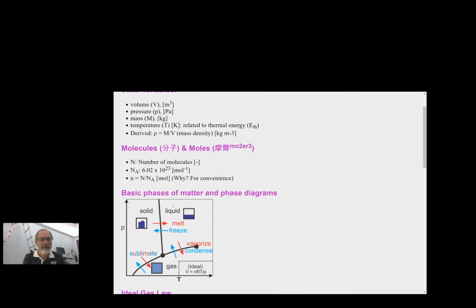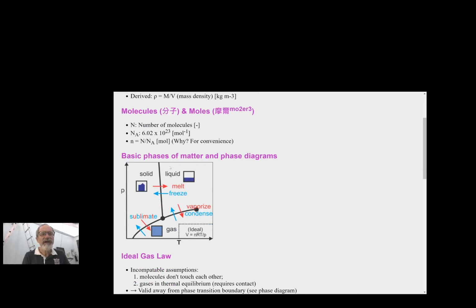Okay, so the number of molecules is going to be related to the mass of a material, as well as the weight of an individual molecule. All right. The next thing that we're going to be introducing in this chapter, which you've already seen a little bit, is the idea of phases and phase diagrams.